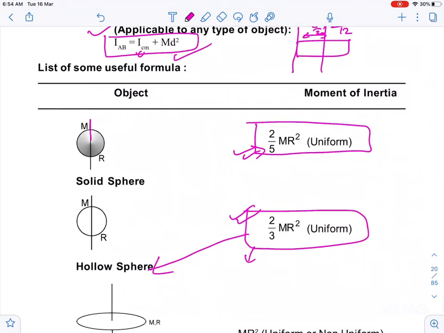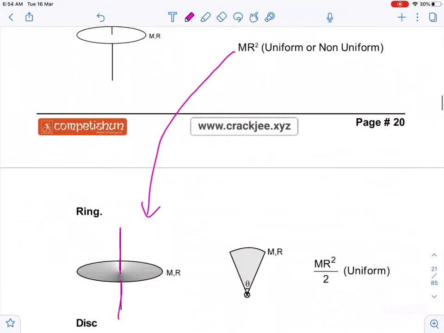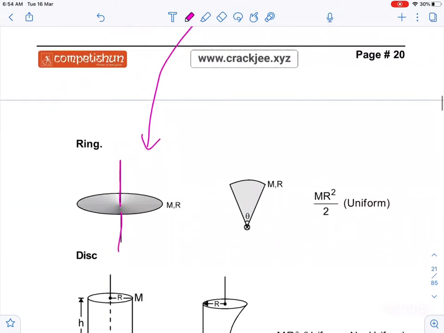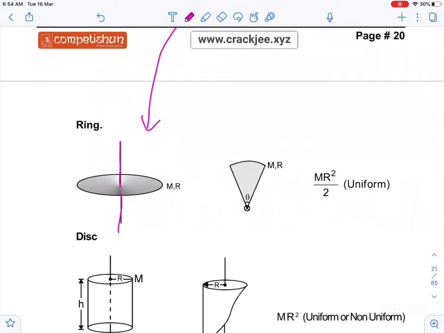See guys, one thing you have to keep in mind, these all points are passing through the diameter. This is the moment of inertia about its diameter, and this is the moment of inertia about its center of mass, perpendicular to the plane. Passing through the center of mass and perpendicular to the plane is MR square.